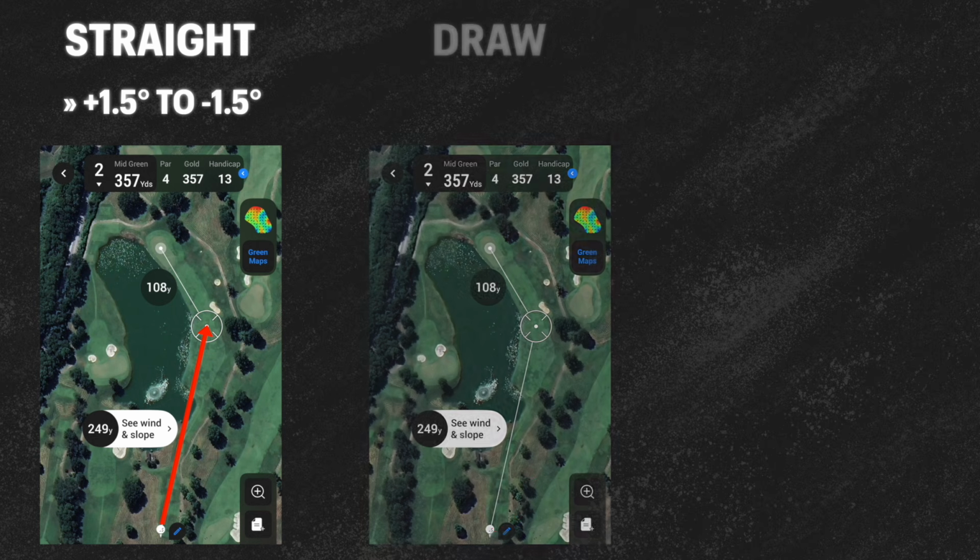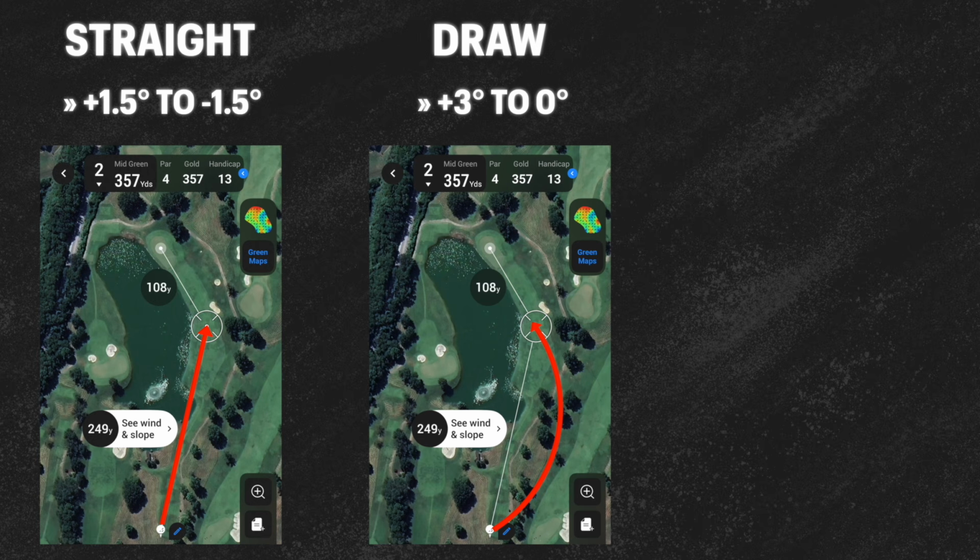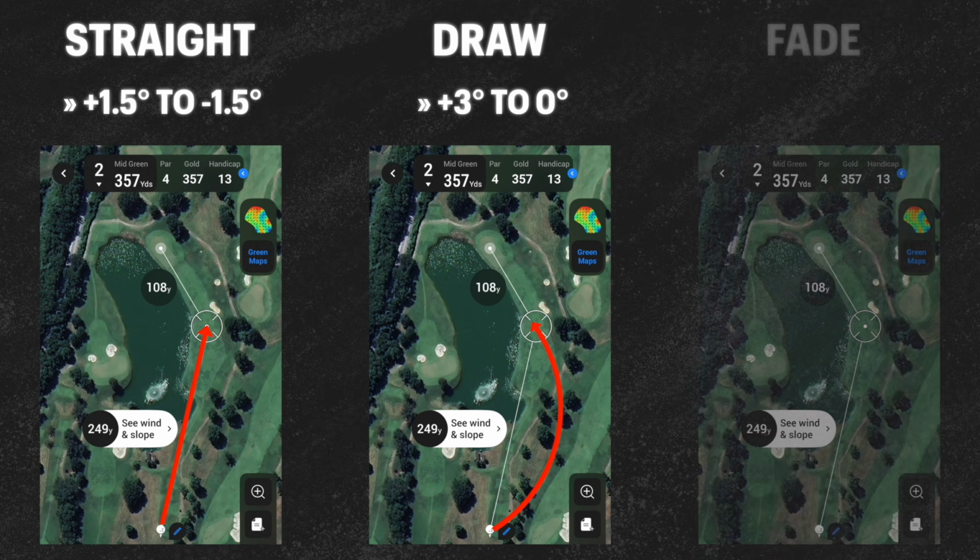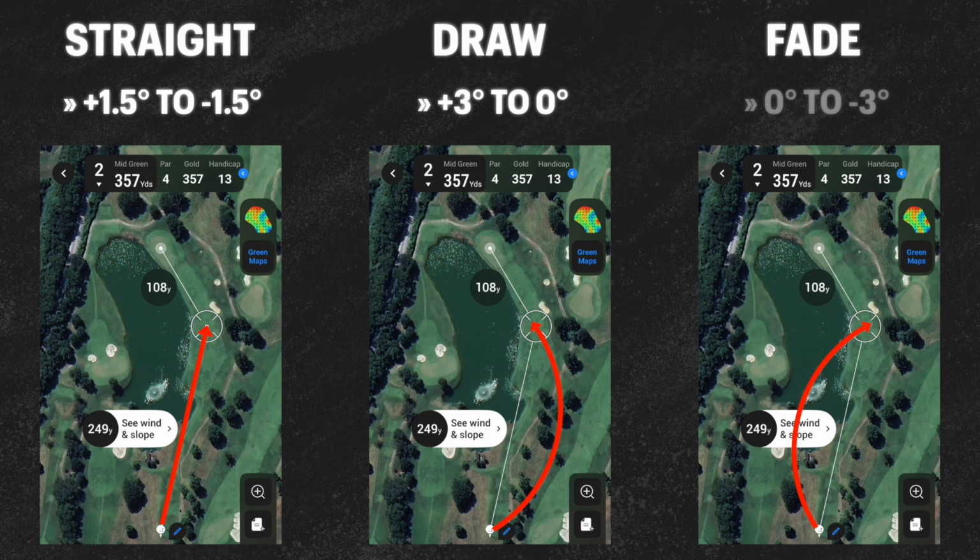Conversely, if I want to play a draw, I want to make sure my swing path is between 3 degrees in-to-out to 0, neutral, straight down the target line. And the same holds true for playing a fade. I want my swing path to be 0, neutral, or 3 degrees out-to-in.